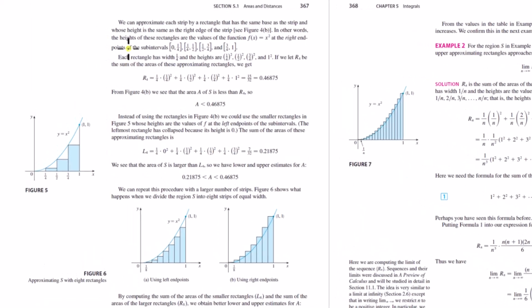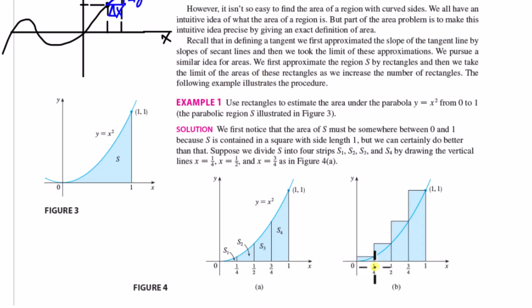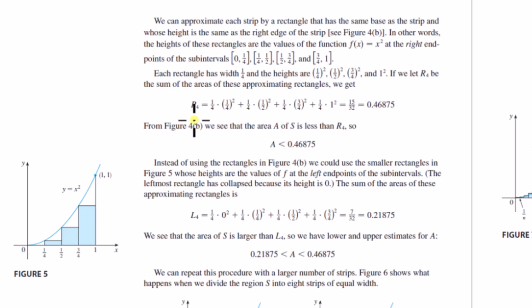So, using the right endpoint method, they go ahead and actually perform the sum. So you've got 1/4 times, and then plugging 1/4 into x squared, that's 1/16. So 1/4 times 1/16 plus 1/4 times 1/2 squared, which is 1/4, so plus 1/4 times 1/4, then plus 1/4 times 3/4 squared, then plus 1/4 times 1 squared. So R sub 4, they're saying you're breaking up the interval into 4 pieces, and then you're using the right endpoint method. So there are 2 variables here.